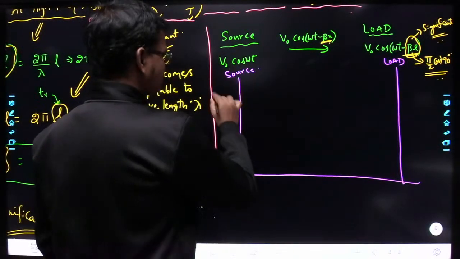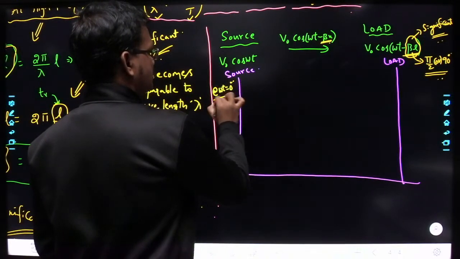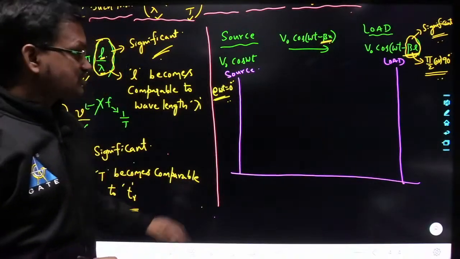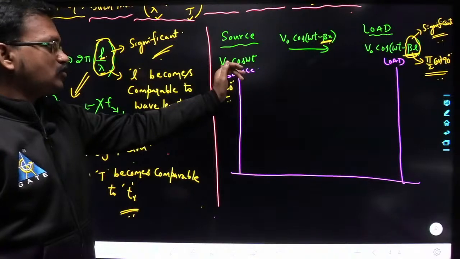Now at omega t equal to 0 degrees, what is the value of the voltage at the source here? So at omega t equal to 0, the source value is V naught.